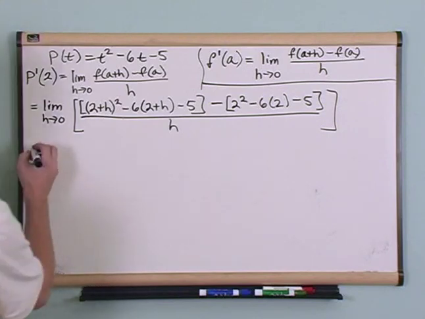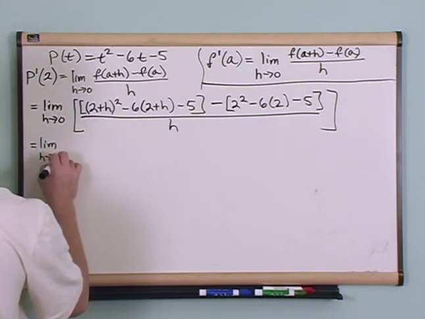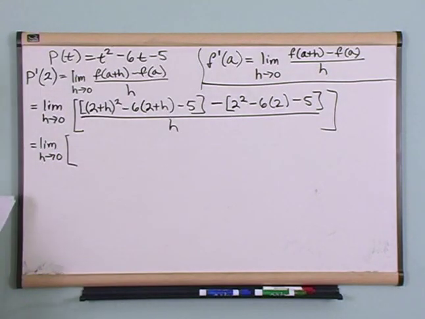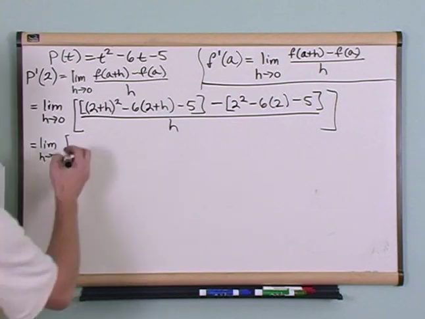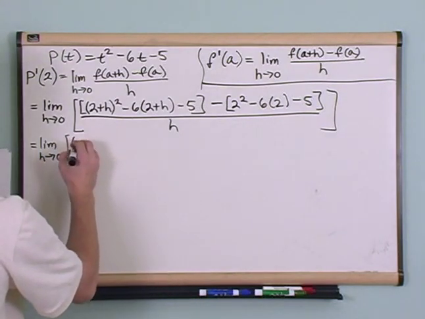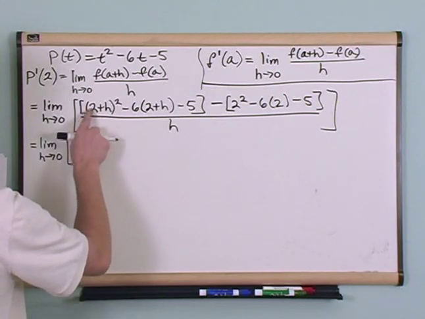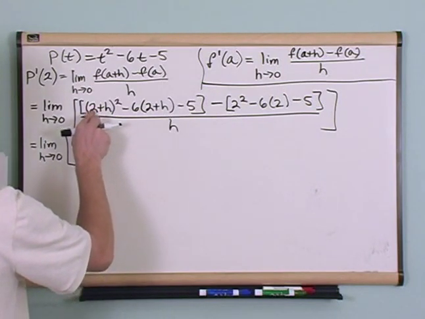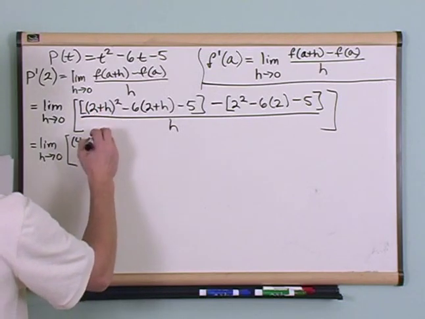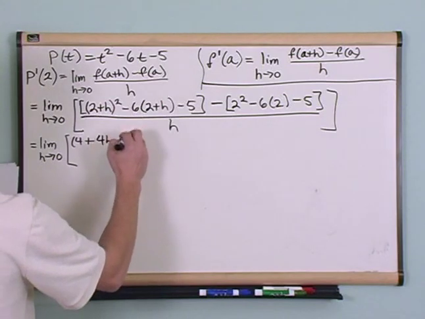So let's go ahead and simplify this. This will be the limit as h approaches 0. Okay? So what I'm going to do is expand this. That's going to be 2 times 2 is 4, plus 2 times, and then you multiply the inside terms. So it's 2 times 2 times h, which is 4h, plus h times h is h squared.